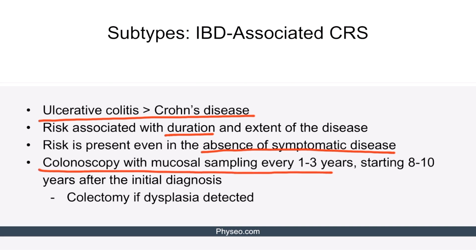Now, colonoscopy with mucosal sampling is to be done every 1 to 3 years, starting 8 to 10 years after the initial diagnosis. Again, you're going to do that testing regardless of whether or not they've been having symptoms this whole time. And then if dysplasia is detected, you're going to do a colectomy. The risk is that high.